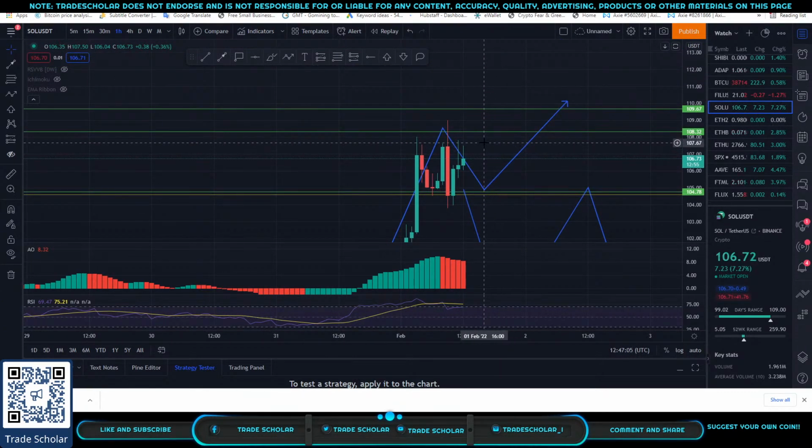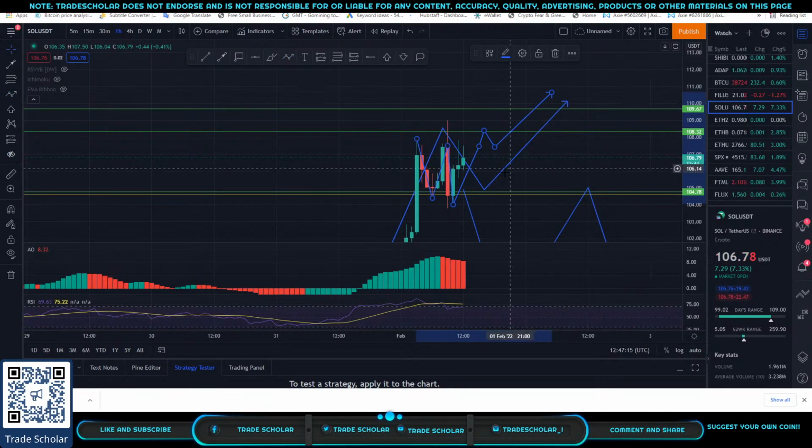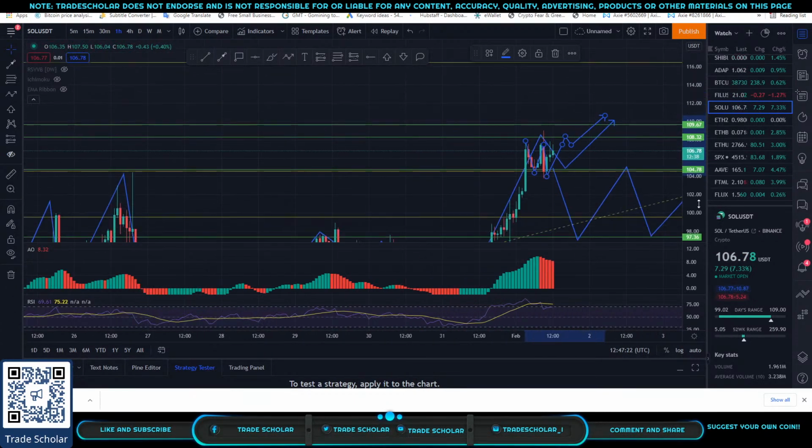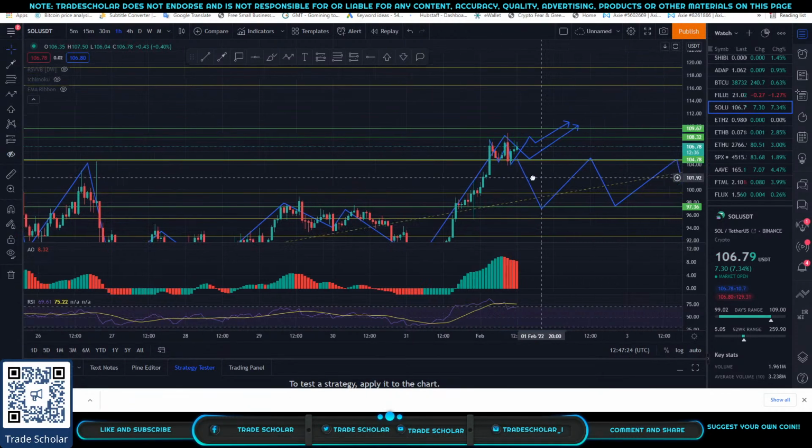And it's forming double bottom. See the double bottom? If it breaks here, okay, and goes to the upside, okay? That's the possibility right there, okay? How are we going to trade this one?